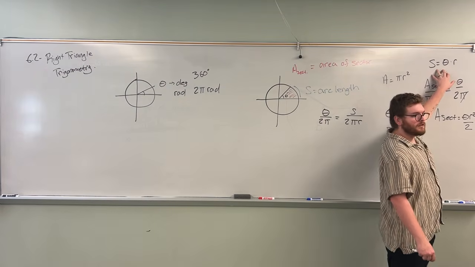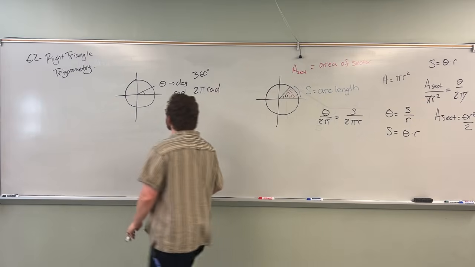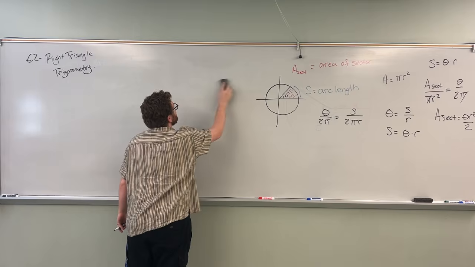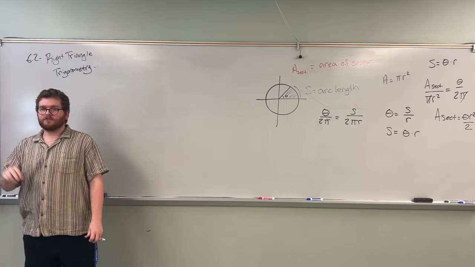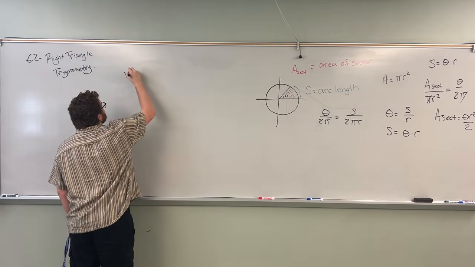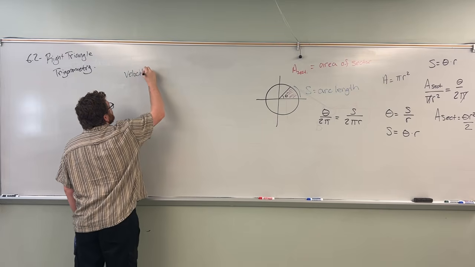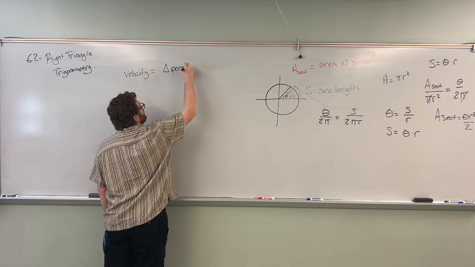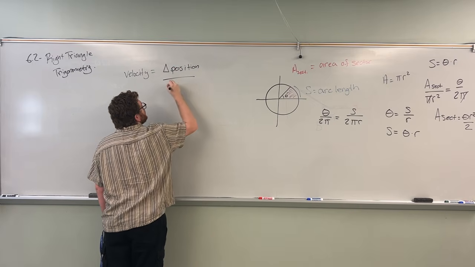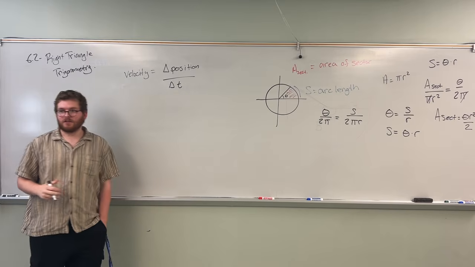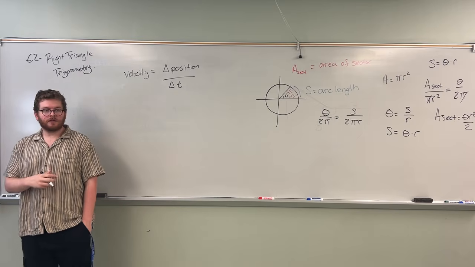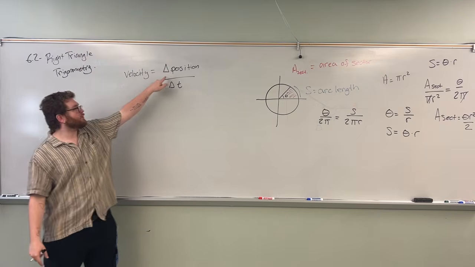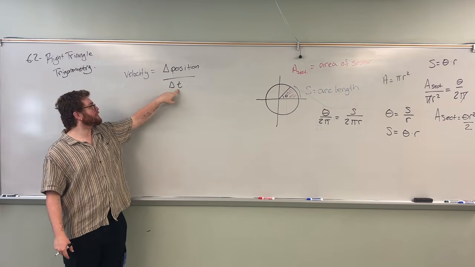Revisiting this idea of arc length right here, we were talking instead about angular velocity, so how the angle changes over time. Remember, regular velocity is equal to change in position, I'm going to use a capital delta here, over change in time. For instance, I'm talking about 20 miles per hour. I'm changing 20 miles in the span of 1 hour. So the change in position is 20 miles, the change in time is 1 hour.